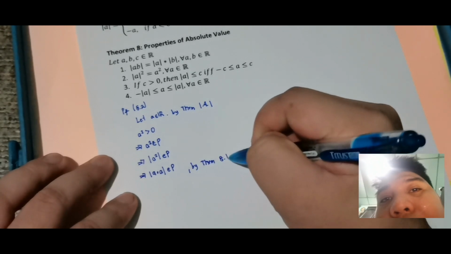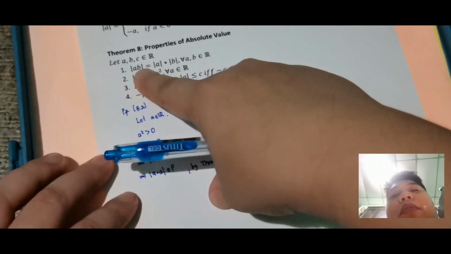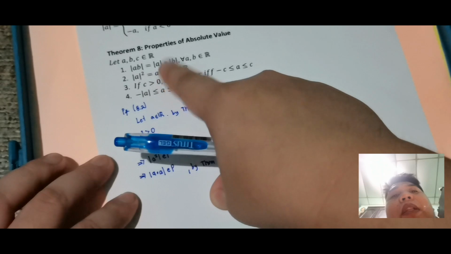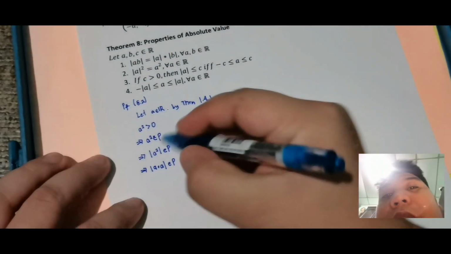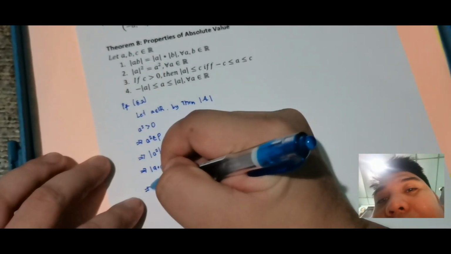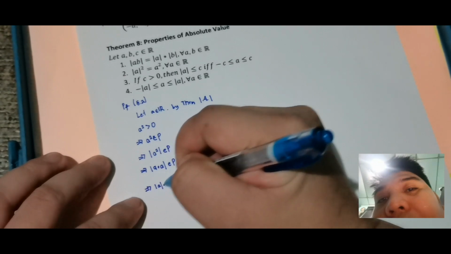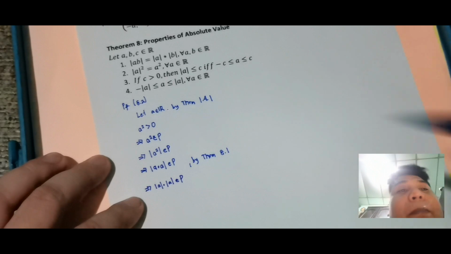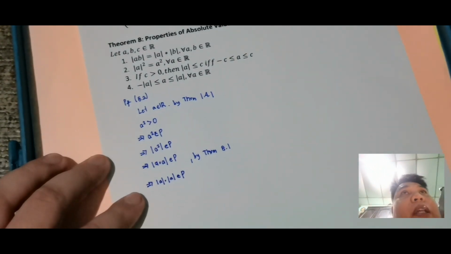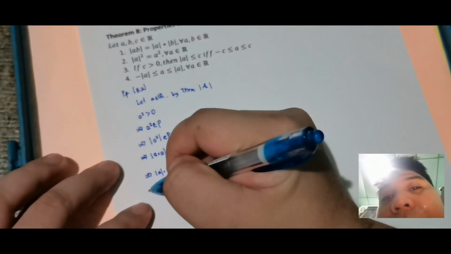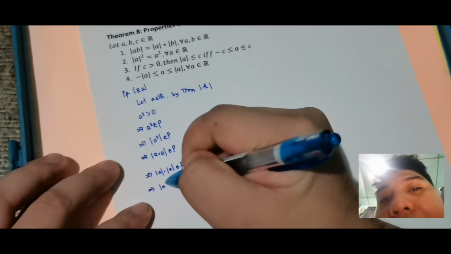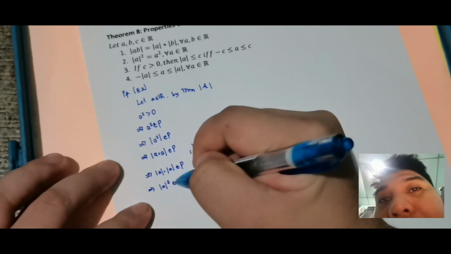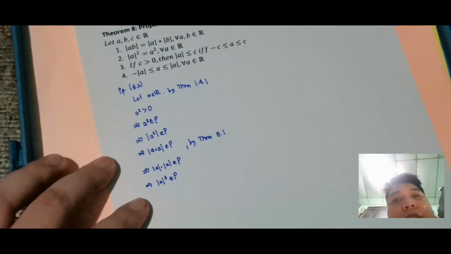Theorem 8.1: the absolute value of a product is equal to the product of their absolute values. So I can separate them. This implies that the absolute value of A multiplied by the absolute value of A, which is an element of P. Okay, so absolute value of A times absolute value of A is only equal to the absolute value of A squared, which is an element of P.